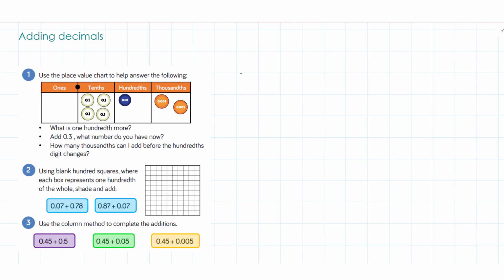Right, answers. In the first one, 100th more would be 0.422. Add 0.3. Got 3 more tenths, so 0.712. How many thousandths can I add before the hundredths digit changes? Well, it's 8, of course, because 2 plus 8 is equal to 10. So 2 thousandths plus 8 thousandths equals 10 thousandths, and 10 thousandths we know is a hundredth. So you'd need to regroup.